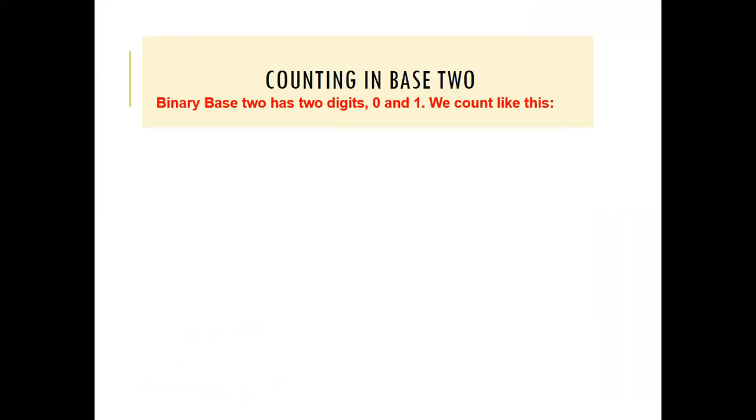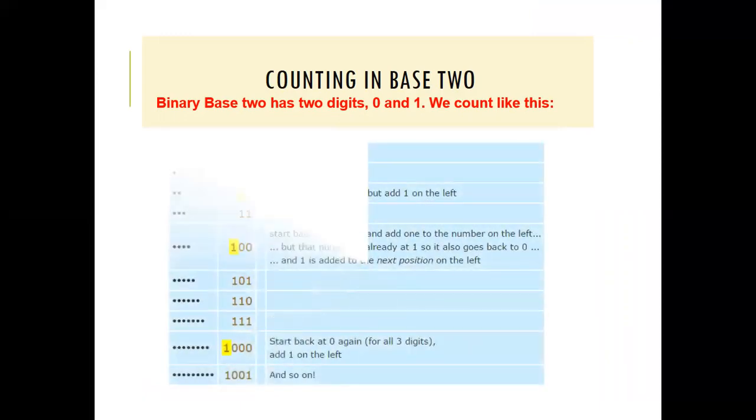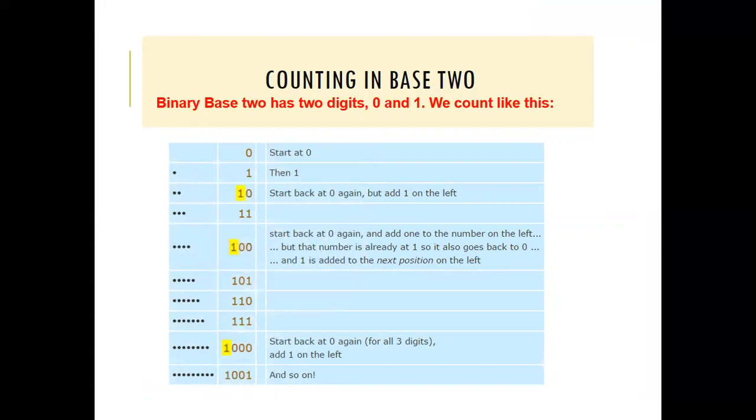So let's see how we count. We actually start from 0 and then we move to 1. And then after 1, there's no digit such as 2 or 3 or 4 to utilize. So we start back at 0 and add a 1. So we have 1, 0. Then we go to 1, 1. Then if we get to 1, 1, we start back at 0 and put 1, 0, 0. And then we keep counting in that way.